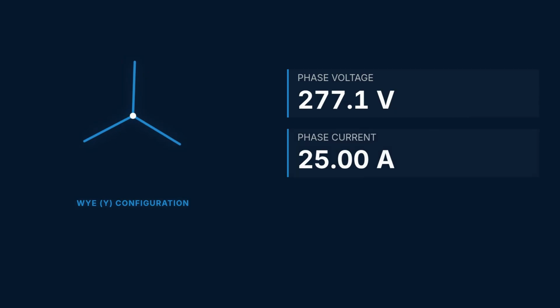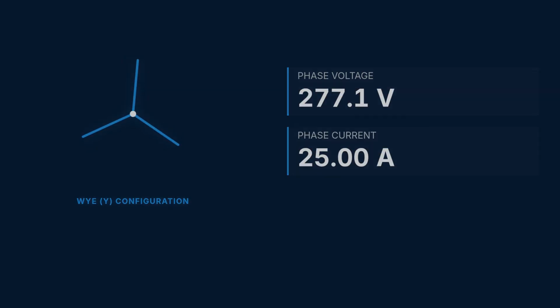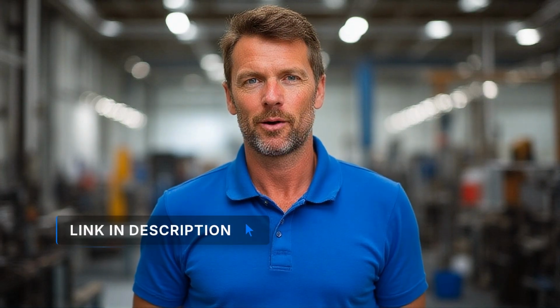Under phase values, we see the phase voltage is 277.1 volts and phase current is 25.00 amps. These phase values are essential for understanding individual phase characteristics in your Y-connected system. This calculator streamlines three-phase power analysis for any industrial or commercial application.